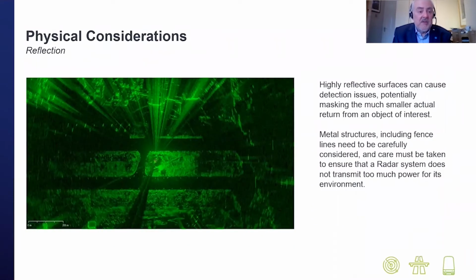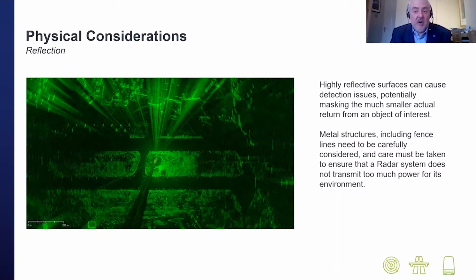Okay, another thing to consider is reflection. Highly reflective surfaces, such as in this example here, I think this looks like a little fence compound down here, and you can actually see all the individual fence posts, which are very reflective, and they appear as very bright objects. These buildings over here are also very, very bright. Basically, if you've got a highly reflective surface, it can potentially mask an intruder very close to that object.